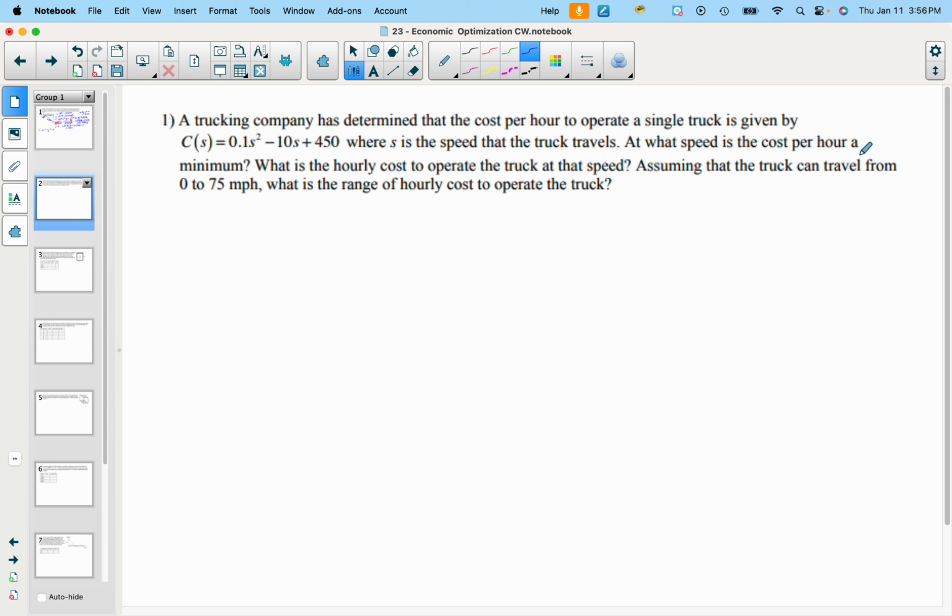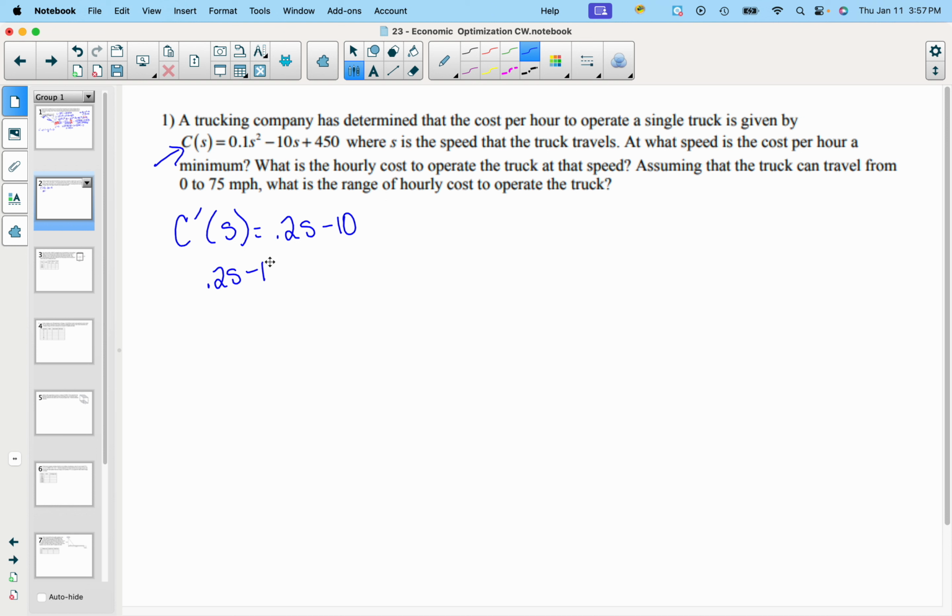Okay, well, that seems pretty straightforward, because this is the cost per hour. We want to find where that's a minimum. What is the hourly cost to operate the truck at that speed? Assuming that the truck can travel from 0 to 75 miles per hour, what is the range of hourly cost to operate the truck? So first thing I'm going to do is find C prime of S. When I do, I get 0.2 S minus 10. Then I'm going to set that equal to 0.